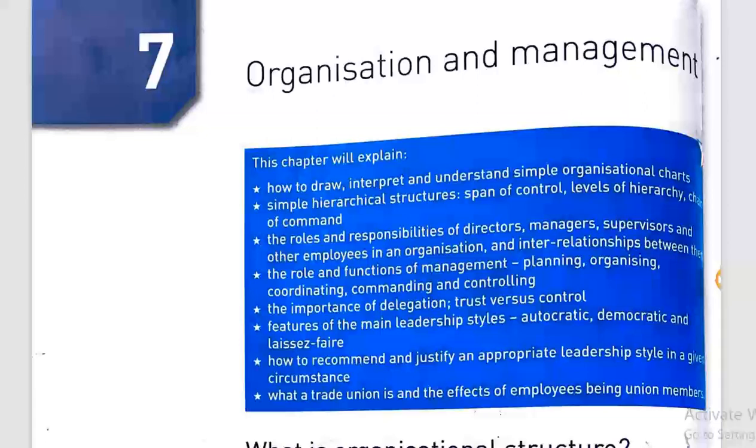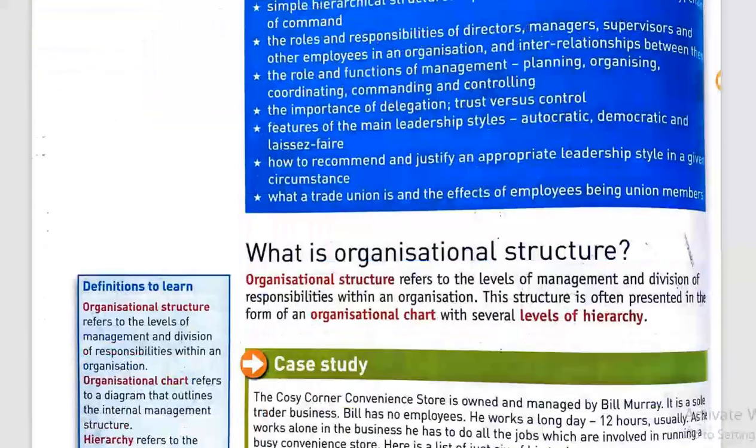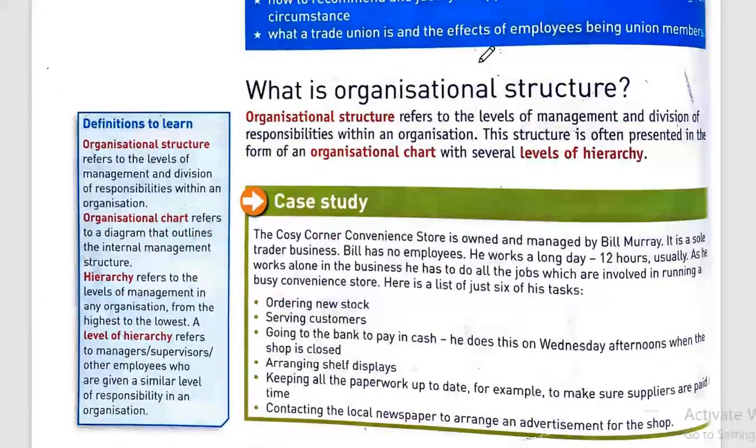Hello, in this lesson I'll be explaining lesson number 7, which is the second lesson in section 2. Today we're going to be talking about organization and management, so let's start. The first thing we must know in this lesson is the definition of an organizational structure.